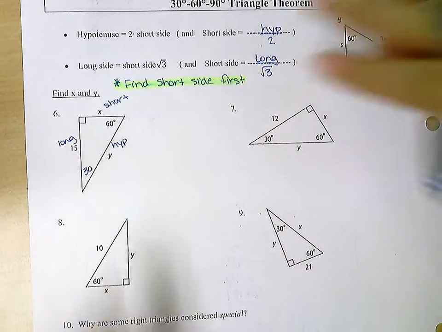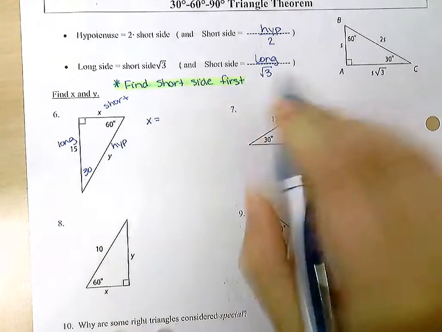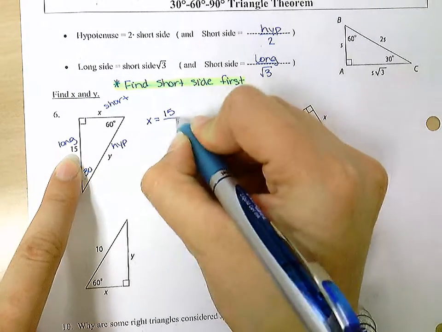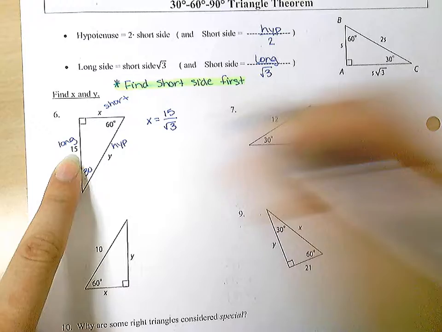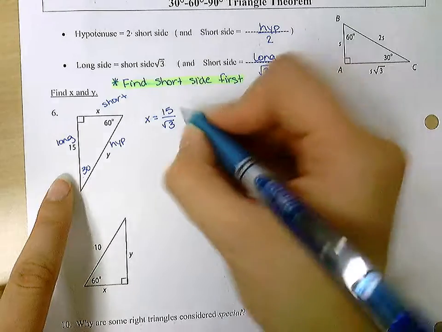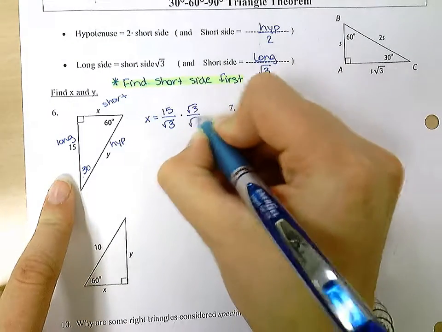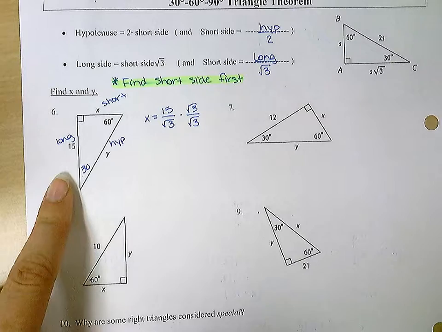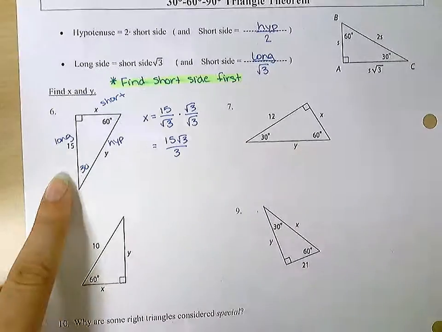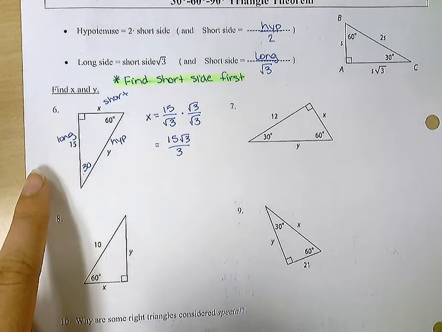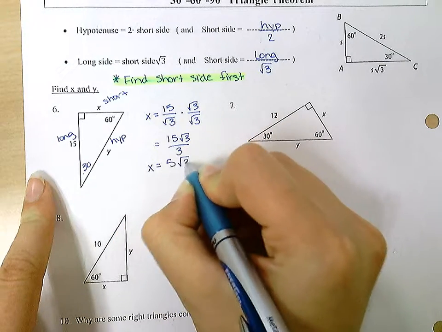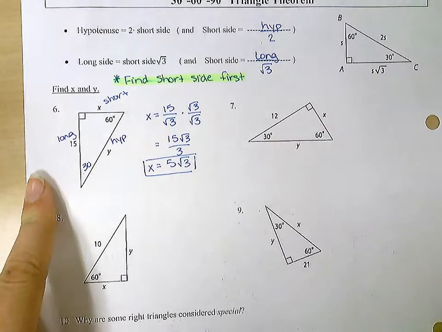So short side is x. That's equal to, our long side is 15 divided by the square root of 3. And then I just need to simplify. So just like before, multiply by your version of 1 to get 15 times the square root of 3 divided by 3. Simplify that fraction. So your x value is 5 square roots of 3, and that's your short side.